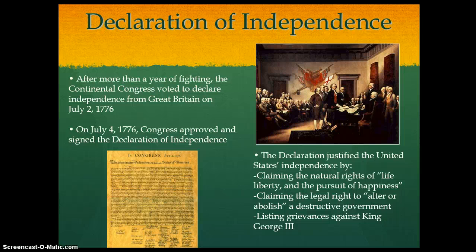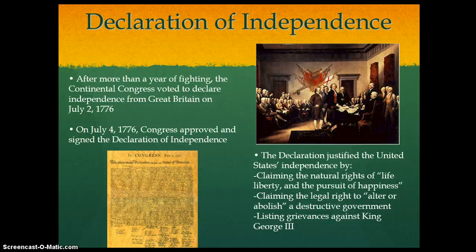The Declaration basically said that the 13 colonies, now U.S. states, were justified for independence by claiming natural rights of life, liberty, and the pursuit of happiness based on Enlightenment ideals of John Locke, claiming a legal right to alter or abolish a destructive government, in this case the British government over the colonies, and giving a long list of grievances against King George III: the quartering of troops, forcing the colonies into actually using slavery for their economic system. The list goes on and on.